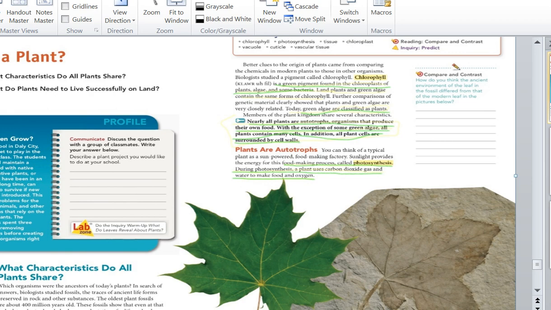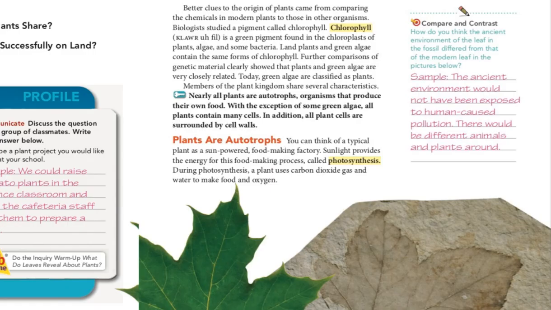Now you can highlight the first page of the lesson. We said yesterday, right next to autotrophs, producers. This is the answer to the question, compare and contrast. It is really easy. What's the difference between plants now and plants here in the fossil? Long ago, plants that were fossilized did not experience air pollution.